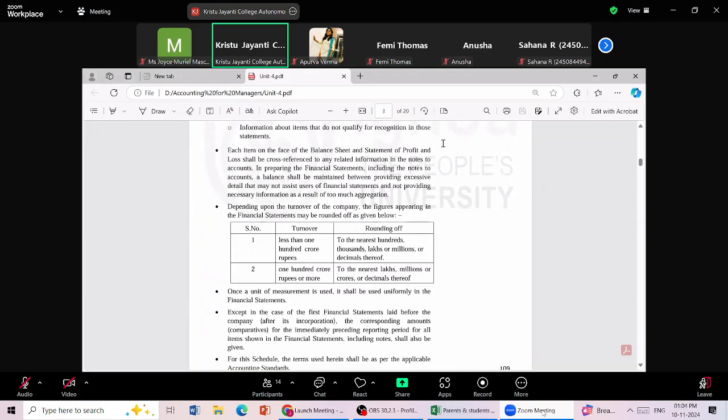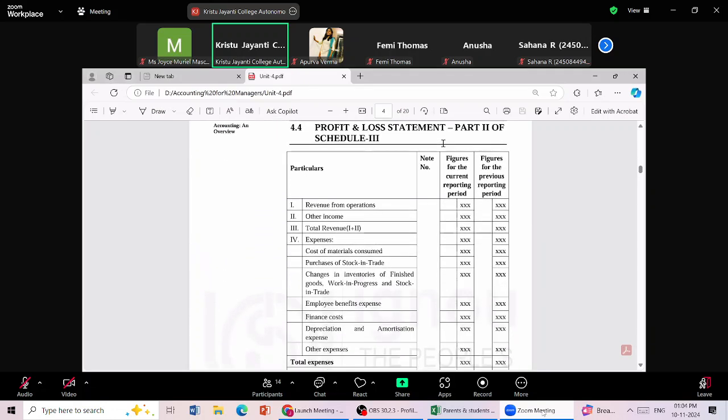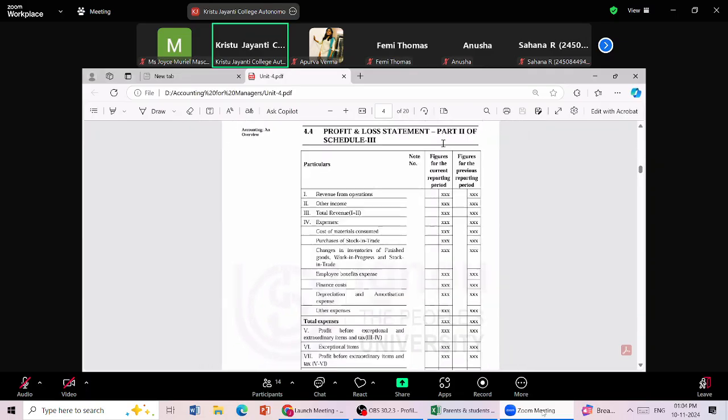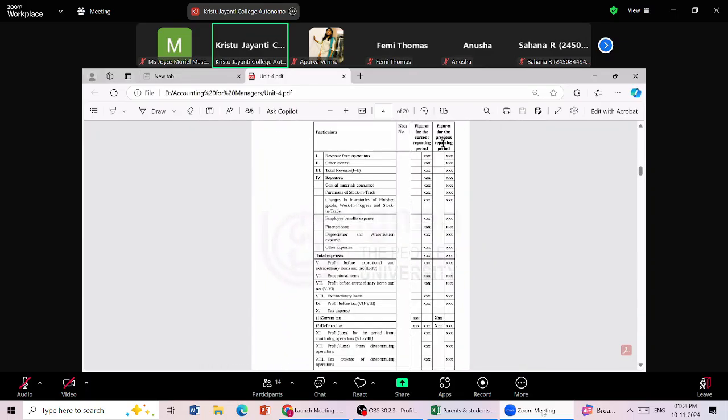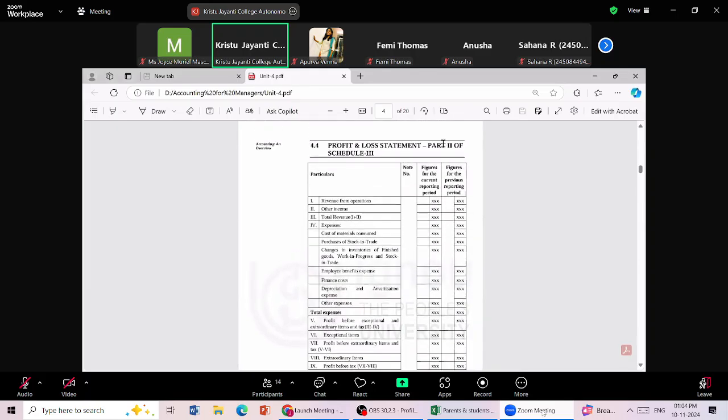So here you can see how the statement is prepared. This is the statement which you can see: the profit and loss account, part 2 of Schedule 3. The first you can see is the revenue item. This is the format. So mostly you can expect this kind of question, because preparing financial statements is also one of the important topics which everyone needs to know.